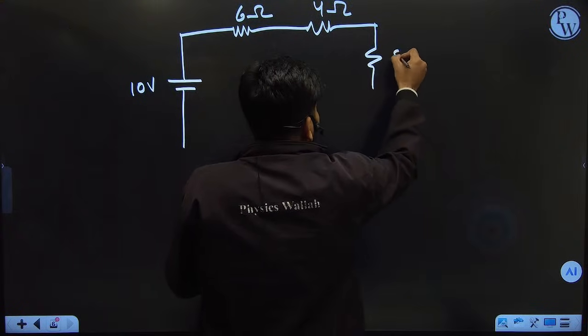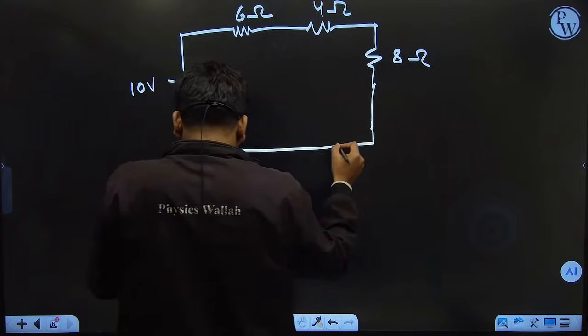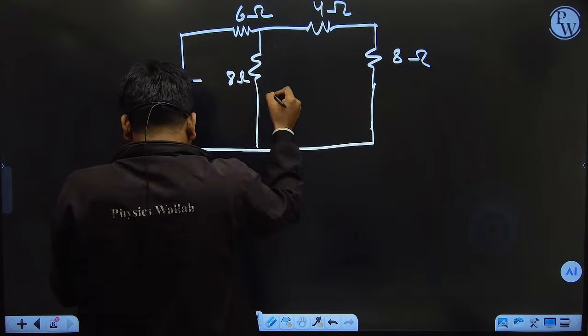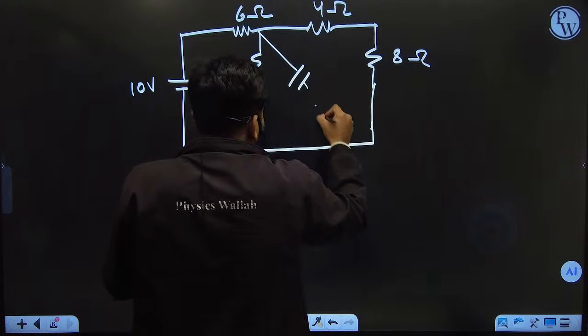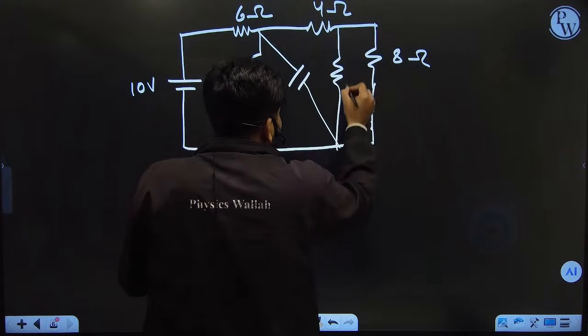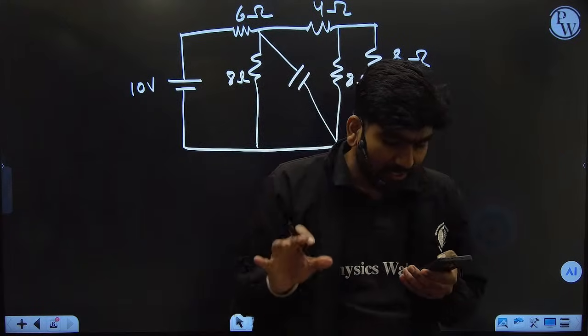Here we have 8 ohm resistance and they are connected together. Nice and good. Here we have another 8 ohm. Here we have a capacitor. Okay. Here we have another 8 ohm resistance. What they are asking, essentially, is to find the current through the ammeter.